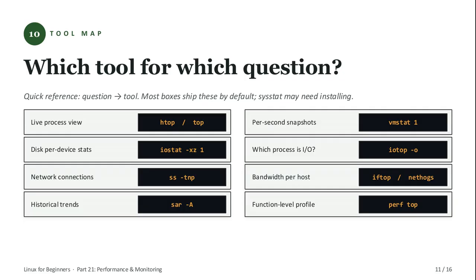When you need a live process view, reach for htop or top. For per-second snapshots of the whole system, vmstat 1. Disk stats come from iostat -x 1. And if you need to know which process is hammering the disk, iotop -o names names. For the network, ss -tnp lists connections, while iftop or nethogs show bandwidth per host. For historical trends, sar -a. And when you're ready to go deep into a hot function, perf top is waiting.